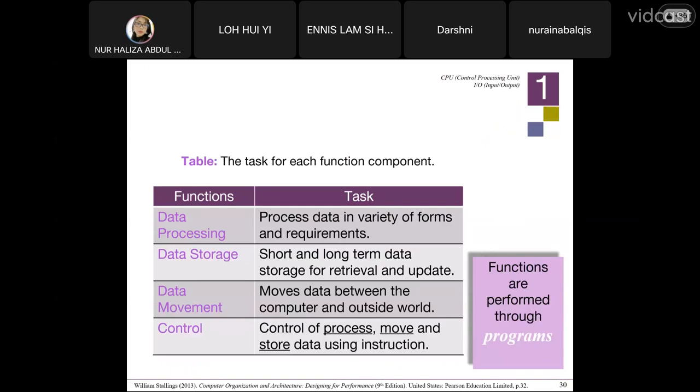And again, just to highlight for you, each of the functions in the table shown here has a task. You need to remember it. Like data processing, what is its task? I go for the control first. Control will control the process, move and store data. It means this is the main controller. It will control your process, where is your process? Here. It will control your data movement, and it will control your data storage. That is the task for a controller. And for data processing, it will process data in a variety of forms and requirements.